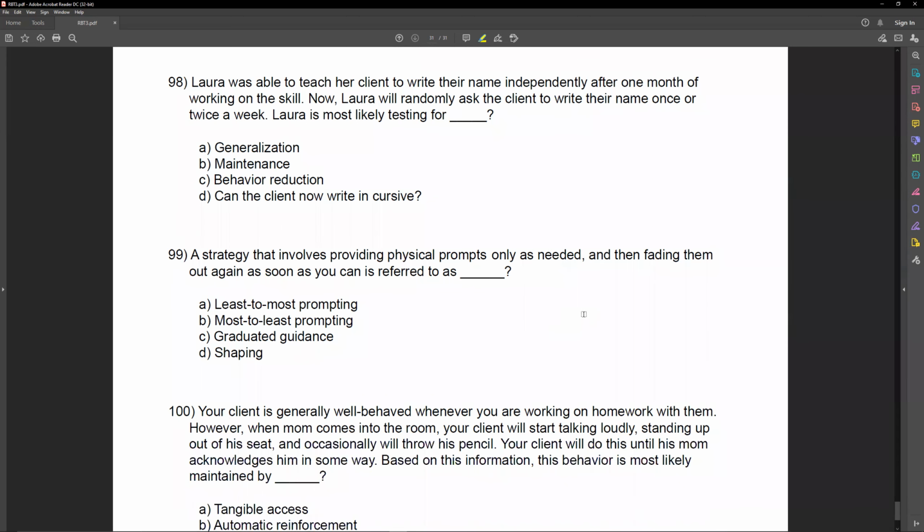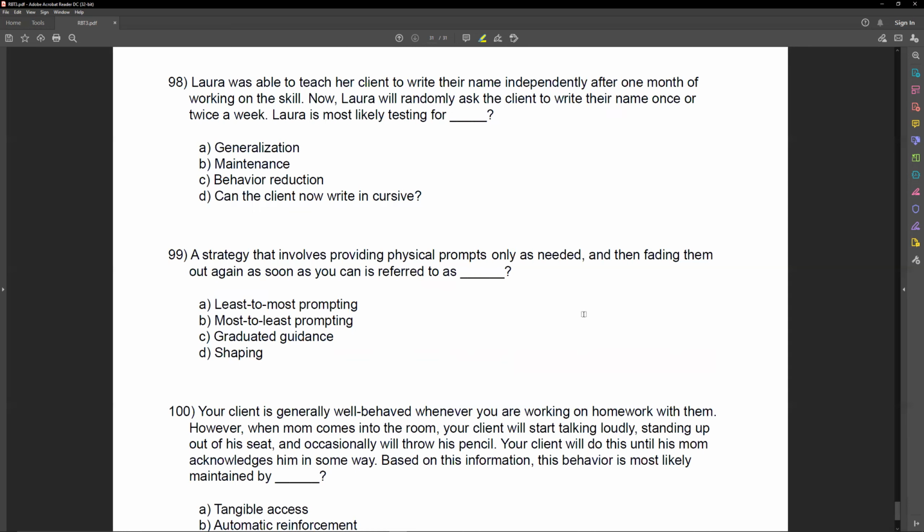99, a strategy that involves providing physical prompts only as needed and then fading them out again as soon as you can is referred to as what? So yes, this is a pretty straightforward definition question, okay? But I think this one is not something that's talked about a lot. So I just want to be sure we understand the definition of this strategy. And this strategy is a physical prompting strategy that involves physical prompts and fading.